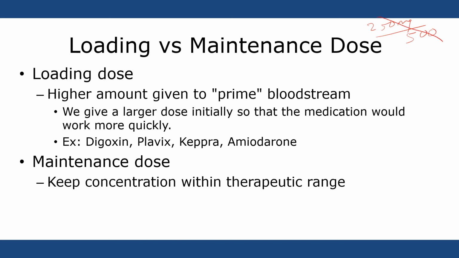However, there are some situations where you have to give a high amount to prime the bloodstream. We give a large amount initially so that the medication works more quickly. Examples are digoxin, Plavix, Keppra, and metronidazole. You see these mostly in the hospital setting. In family practice and outpatient, we are not necessarily giving a loading dose. We keep maintenance dosages, and the maintenance is where you keep the concentration within the therapeutic range.